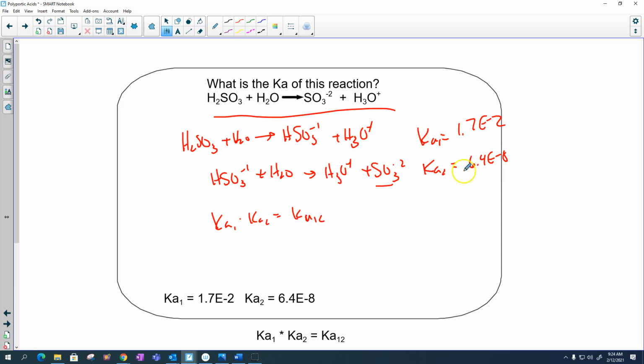Now, does this make sense? Let's multiply those together. Again, you could estimate just by adding the exponents, but it's going to be 1.7 e to the negative second times 6.4 e to the negative eighth. And you get 1.0 e to the negative ninth. And that would be the Ka value for this process, which means that overall it's, again, very little product showing up here. 1 in a billion, 1 in a trillion. Any questions? Thoughts? All right.